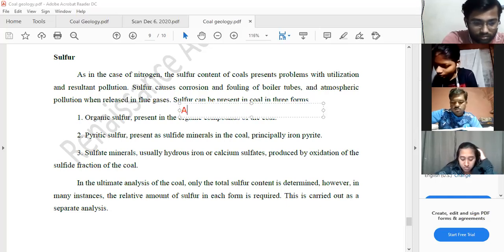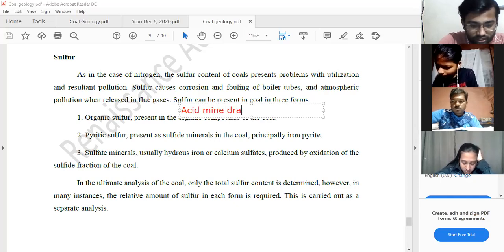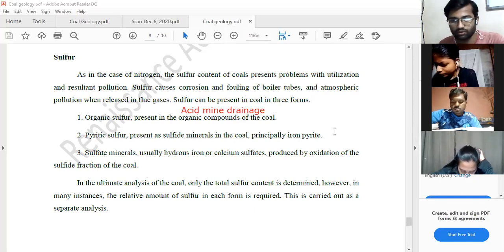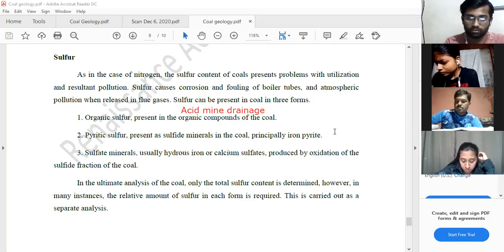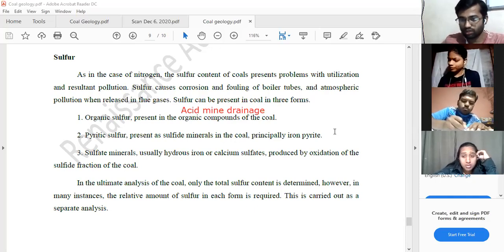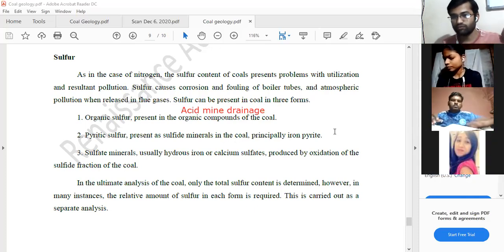Acid mine drainage. In many coal mines you will find these coals or coal seams are associated with pyrite, or sulfur. So this sulfur comes in contact with groundwater or rainwater or surface water, and they will form sulfuric acid. Now this sulfuric acid is flowing from the mine into some, let's say, nalas, then from nalas to rivers. So actually these mines are liberating acid.